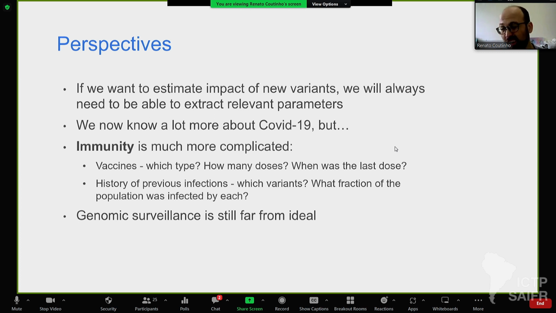And finally, in order to do this, it was essential that we had some data on the frequency of the new variant. So we had genomic surveillance, and we would think that by now we would have genomic surveillance well worked out, but this is really not the case. We still don't have genomic surveillance working very well. So this is another challenge to deal with in the future.